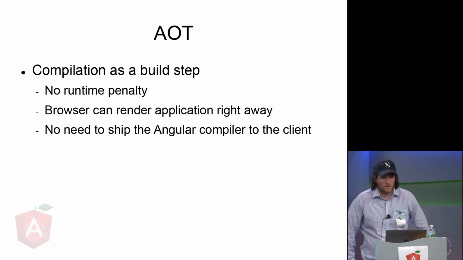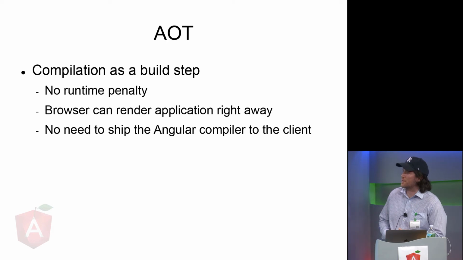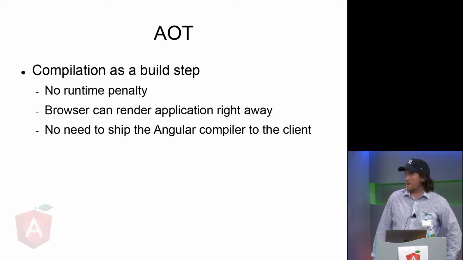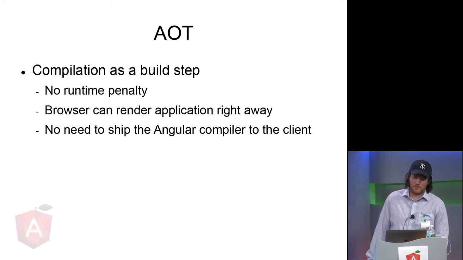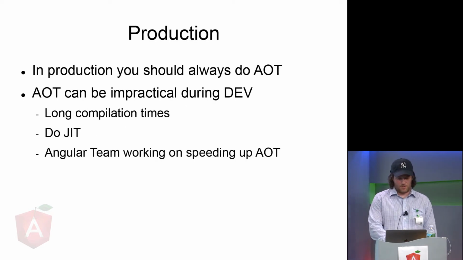And so switch to AoT, or ahead of time compilation. It basically does the compilation ahead of time, really, as a build step. So before you actually deploy your app, you do this step. And the nice thing here is there's no more runtime penalty, because you don't compile at runtime anymore. You do it at build time. So your browser can render the application right away. And another big benefit, you no longer ship the compiler, and that is a relatively big impact in terms of the bundle size. If you don't ship the compiler, Angular's footprint is smaller. So that's nice.